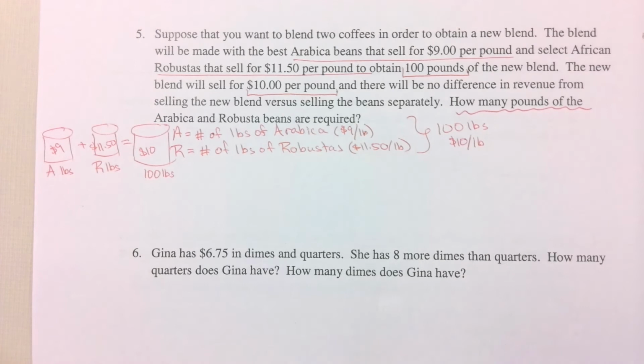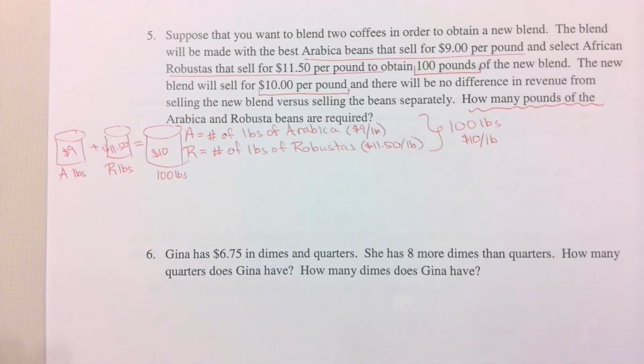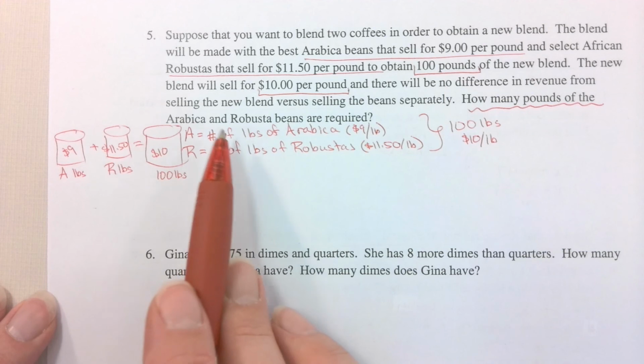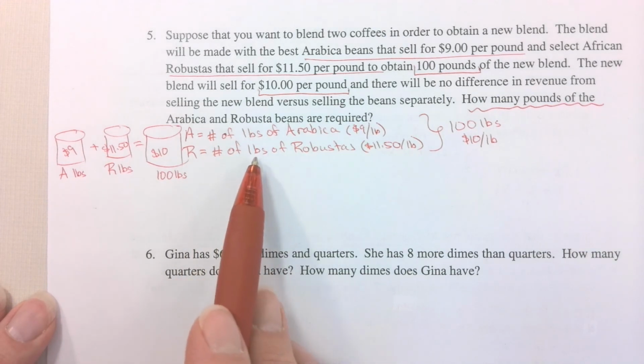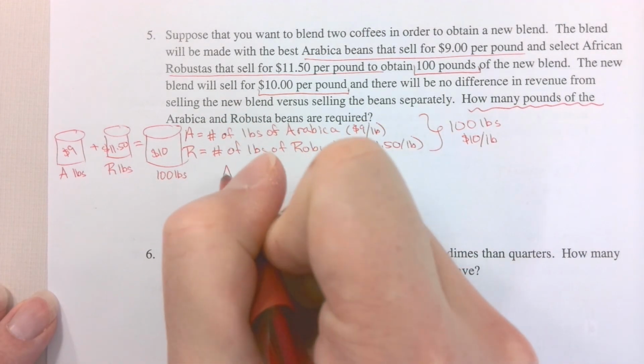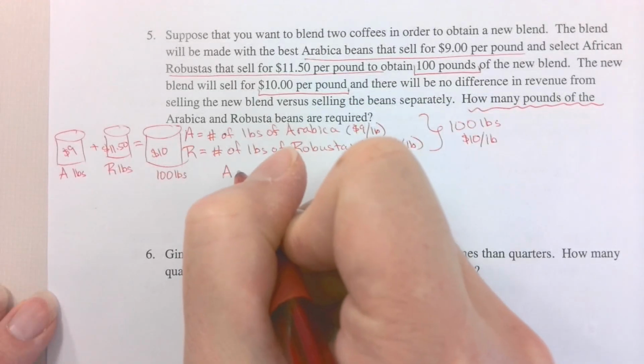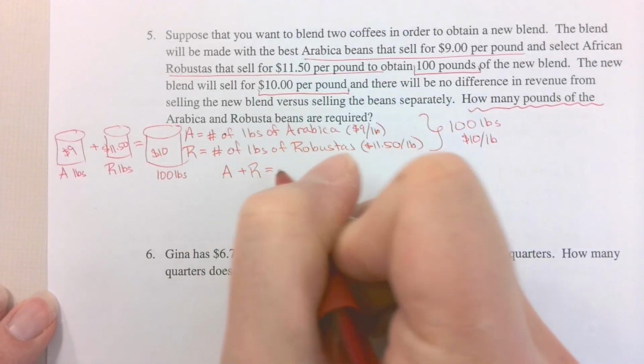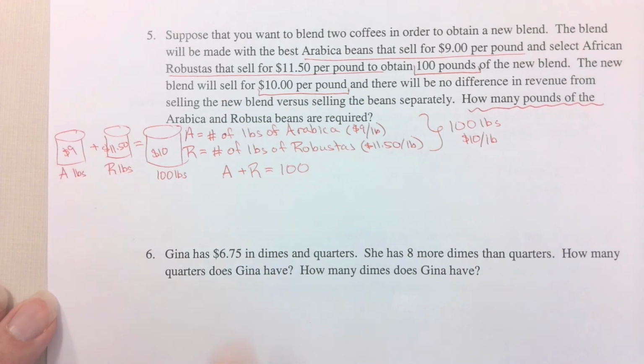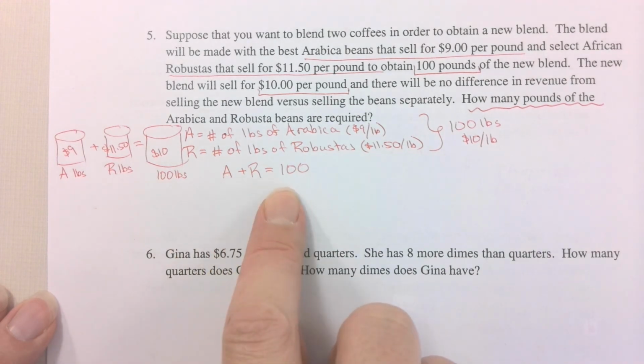So if that helps you organize, that's fine. You can do this with solution mixtures and things like that. All right, so here I go. I don't want to say it's hidden, but this is a total of 100 pounds. So the pounds of here plus the pounds from here is 100. So the pounds of the Arabica beans plus the pounds of the Robustus beans should give me 100 total pounds. Quantity plus quantity is quantity.